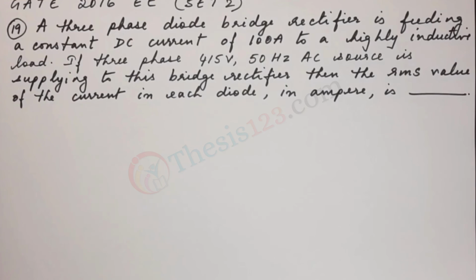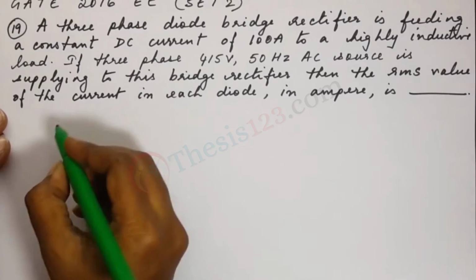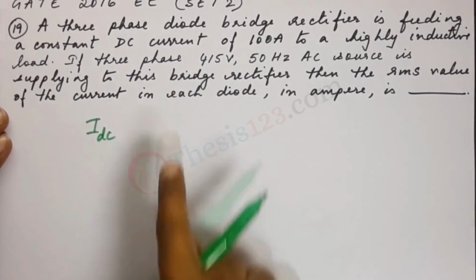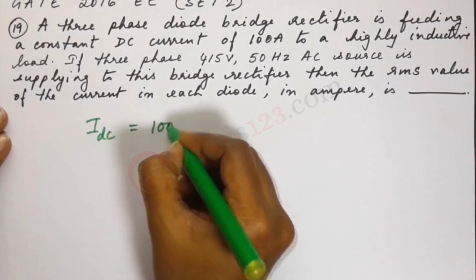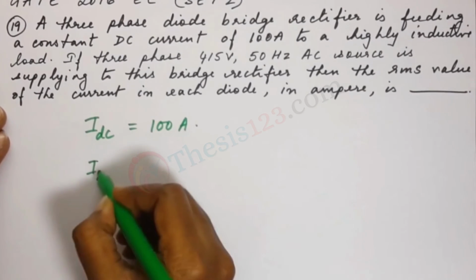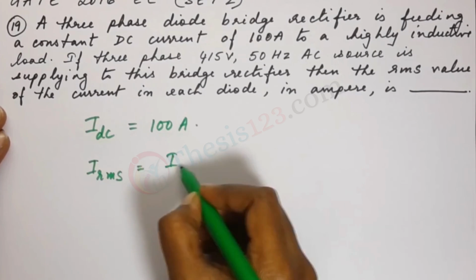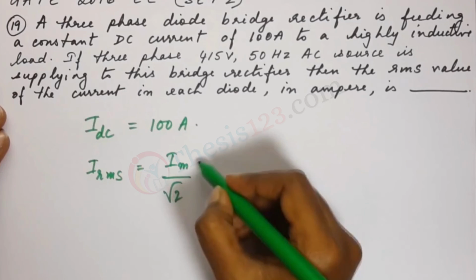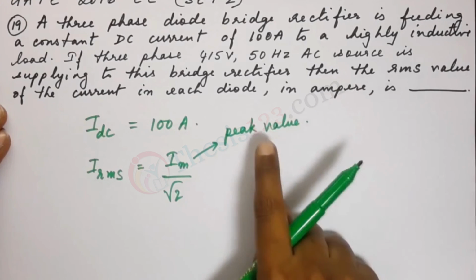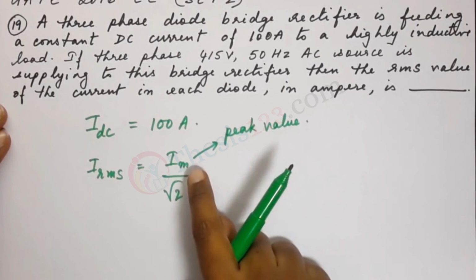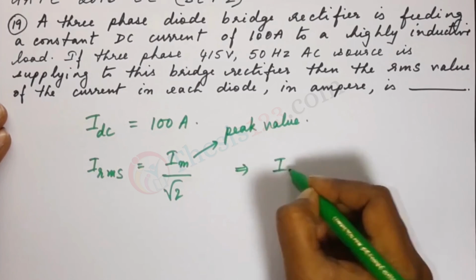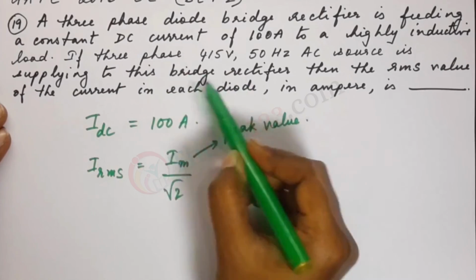Okay, so considering what's been given to us, we have I DC, the DC current, as 100 amps. Now, if we had to find out the RMS value, I RMS is equal to Im by root 2, where this is the peak value. So we don't know what the peak value is. So we have to find out what Im is.